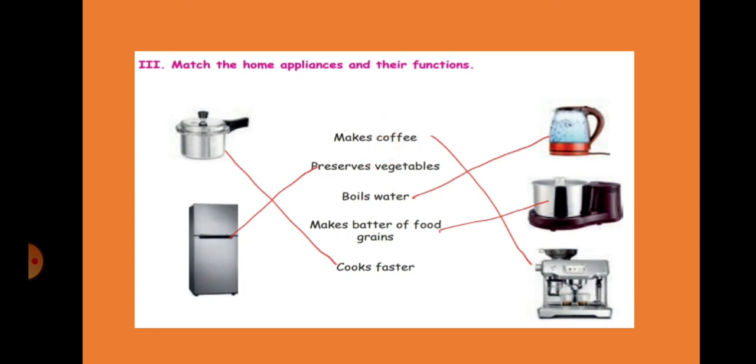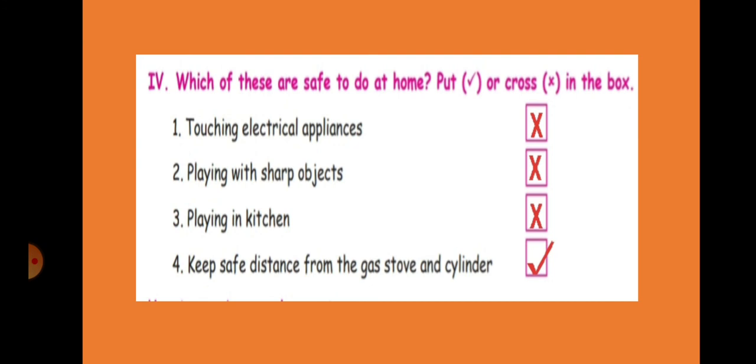Okay children, understood? Okay, then the next one, that is the fourth. Which of these are safe to do at home? Put tick or cross in the box. So, which of these are safe? We have to put a tick or cross in the box.